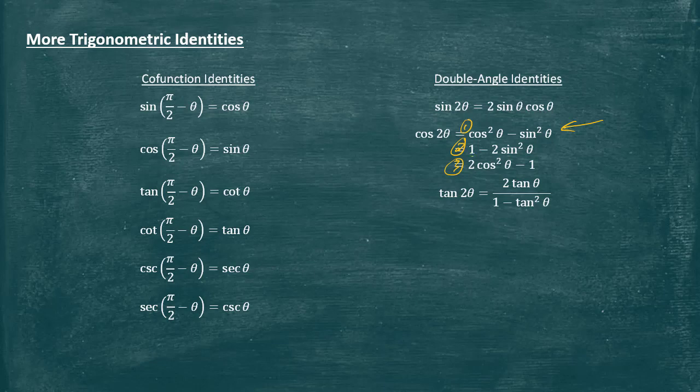Whereas the other ones that have a +1 or a -1 with it, I'd actually have to get a common denominator to be able to combine those things together. So again, we could derive those.